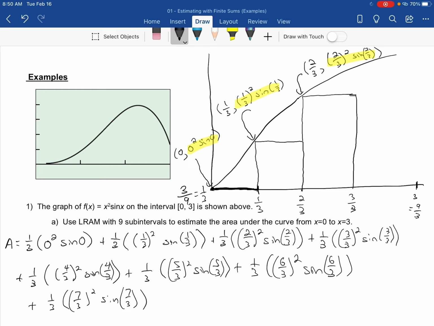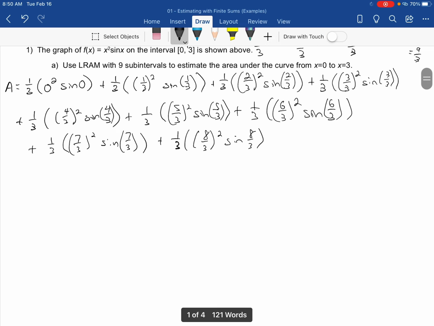So let's count them again. 1, 2, 3, 4, 5, 6, 7, 8. Oh no, I needed 9 of them. 1/3. 8/3 squared sine 8/3. And that's the last one. There's 9 of them. But you can see why it is the last one, because my last rectangle would start at 8/3 on its left border and end at 9/3, and that would cover the last area there.